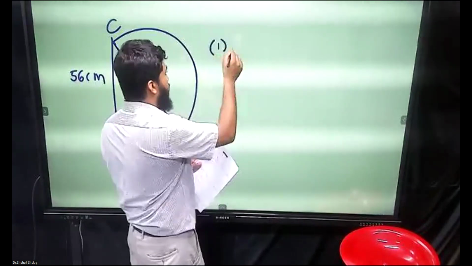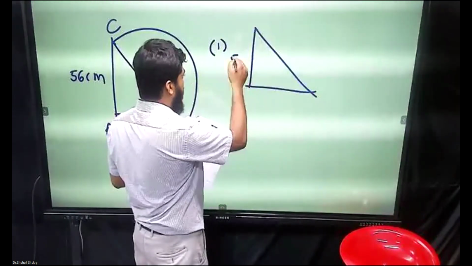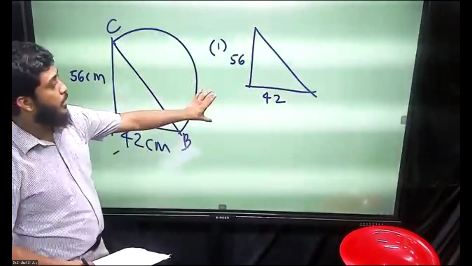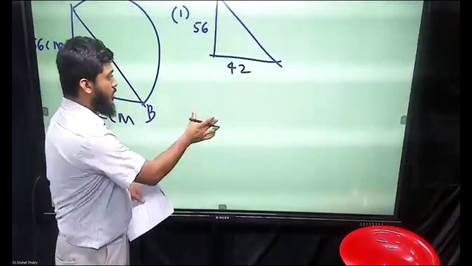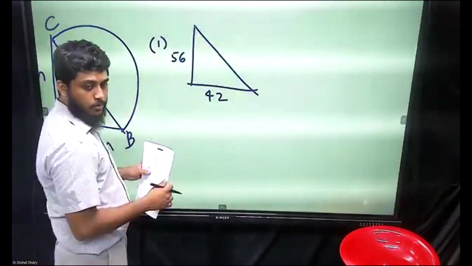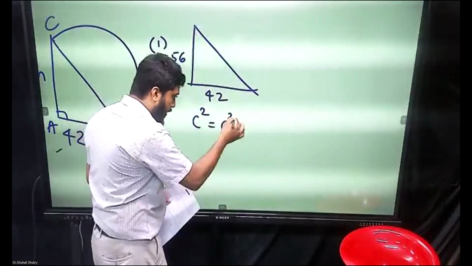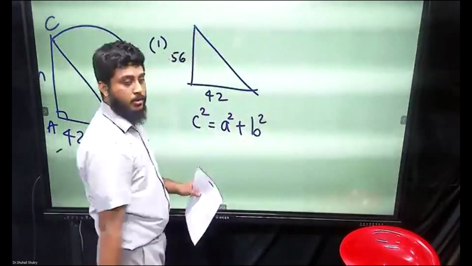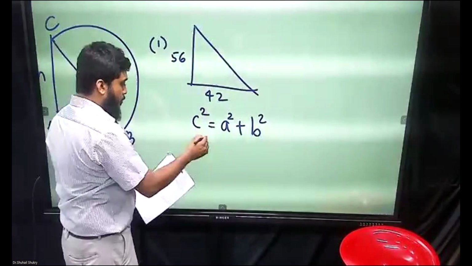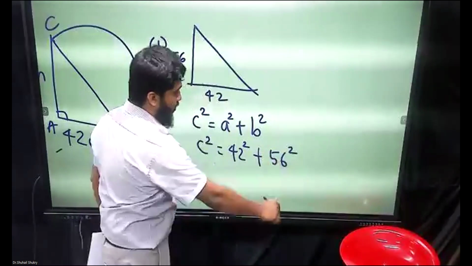But the problem is, see the numbers. You can think 56 and 42. Now, if you want to get this answer, what do we have to do? Now just forget about this big picture. Think only about this. You have to use the formula: C squared equals A squared plus B squared. C squared is the longest side, so that is what we have to find. So we'll put C squared. The other two sides are 42 squared plus 56 squared.